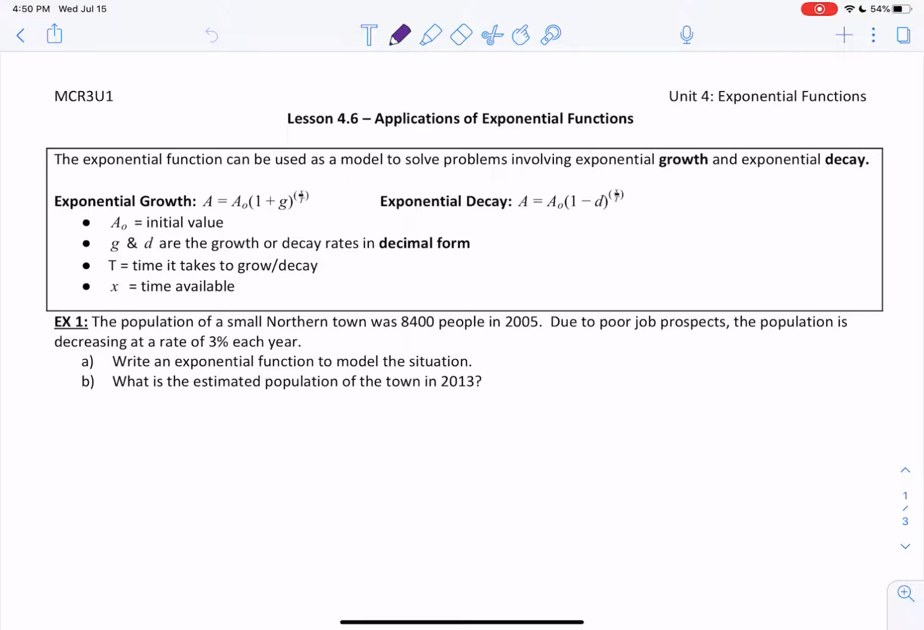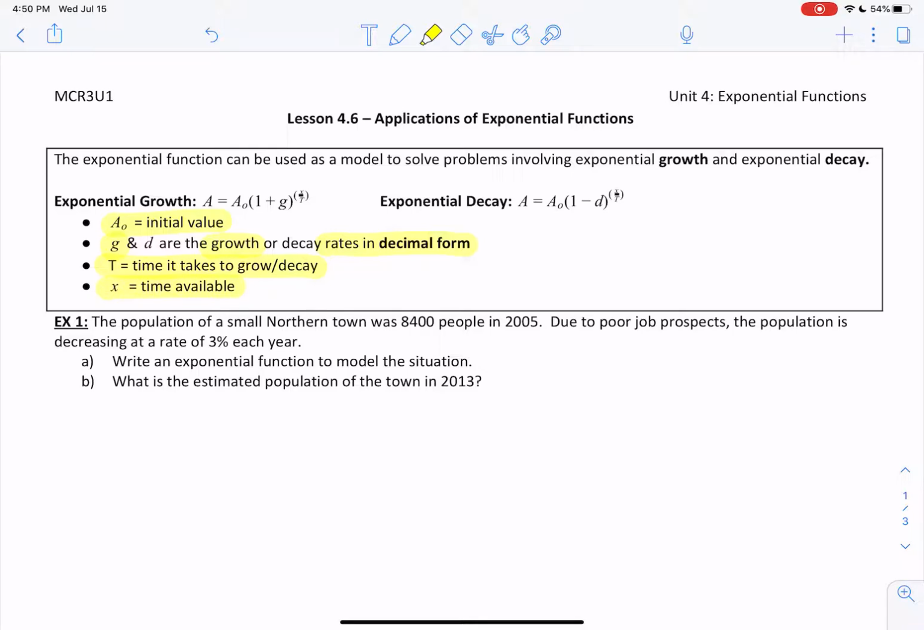When I have exponential growth, my general formula is A equals A naught, which is the initial value. That little zero looking thing there we call naught, which means beginning or first. That's our initial value, and that's multiplied by 1 plus g to the power of x over t, where g is the growth rate in decimal form. All of that is to the power of x over t, where t is the time it takes to grow or decay, and x is the time available.